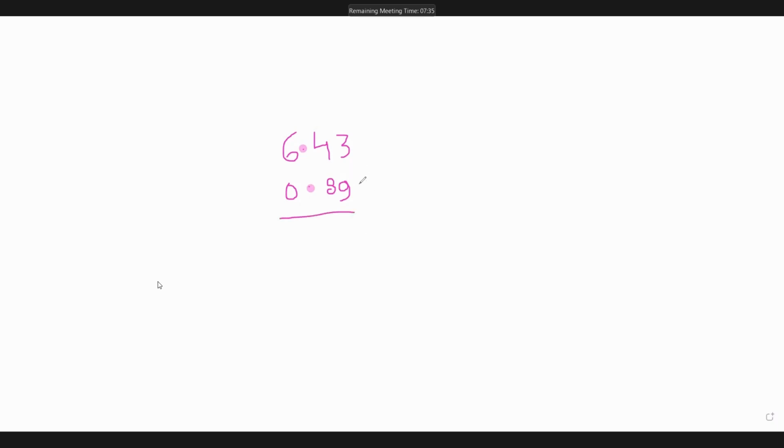So those who don't understand, 10 minus 9 we do here, so we get 1. From here we get 1. 3 minus 1, 2. And 9 minus 8, 1. 4 minus 1, 3. Don't forget decimal. Yes. 7.32. By practice, you can also do these sums with the same speed.